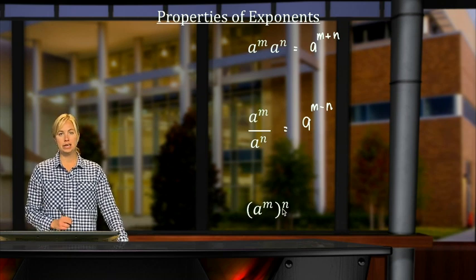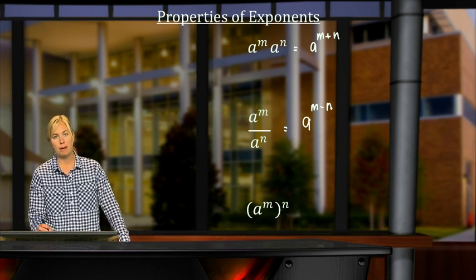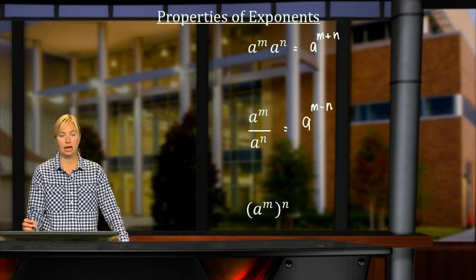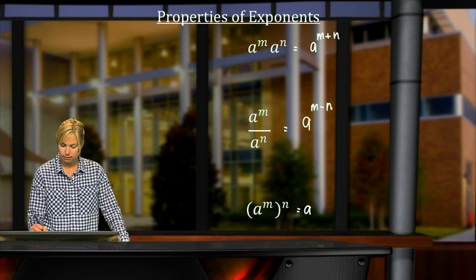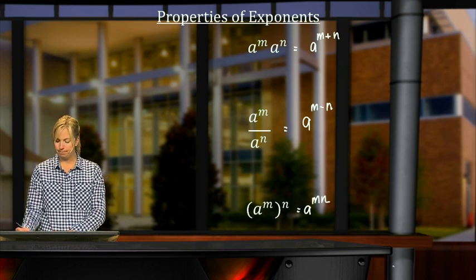A to the m raised to a power of n. This is our power rule. Anytime you have a power raised to another power, we multiply those exponents. So this is a to the m times n.